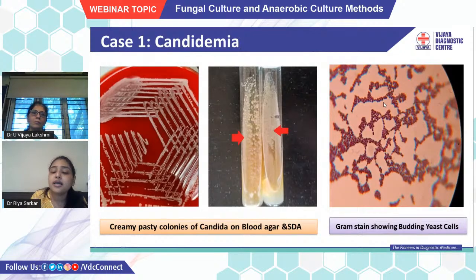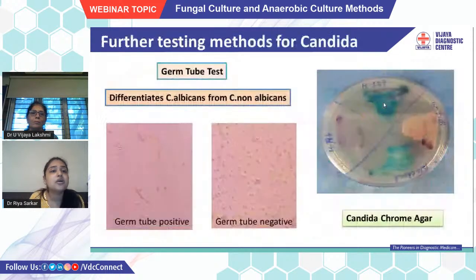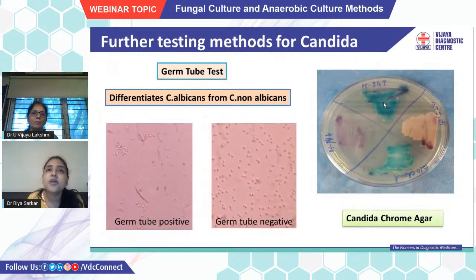Now, once a Candida is detected, my next work is to see whether this is Candida albicans or non-albicans. For this, we have a very simple test known as the germ tube test. What do we do? We take 2 ml of serum, inoculate a pinch of the yeast colonies in the serum and incubate it for 2 hours. After 2 hours, I take up a drop of the serum and put it under a cover slip and observe under the microscope.